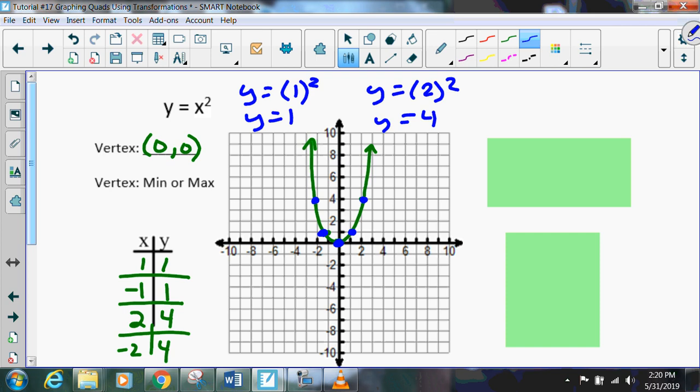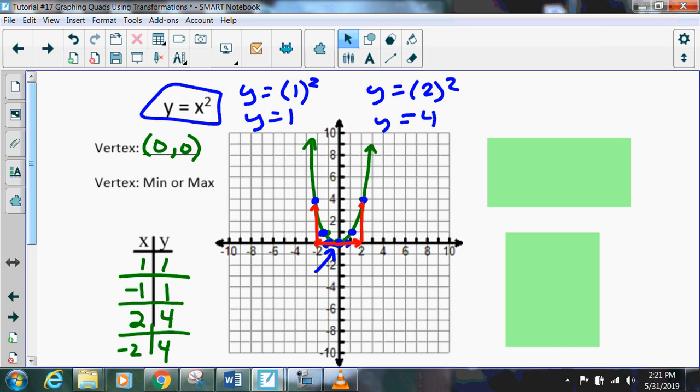And so what I wanted us to notice is some patterns. Yes, we know that when we're given the parent function, we're going to see the vertex right there on the origin, but we're also going to see a pattern, and that is when we move 1 away from the vertex, we always go up 1. When we move 2 away from the vertex, we go up 4. So we're going to use that knowledge of that pattern to graph these quickly.